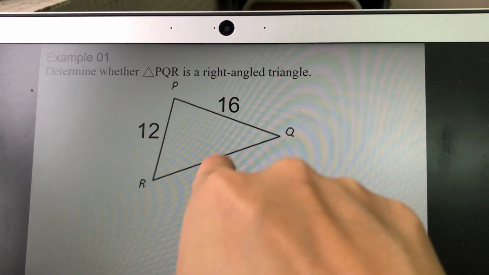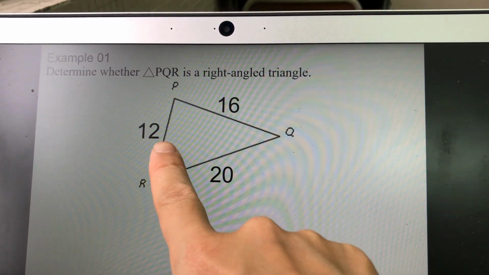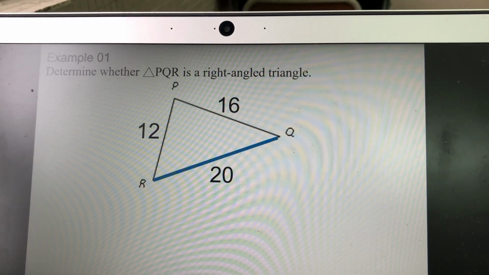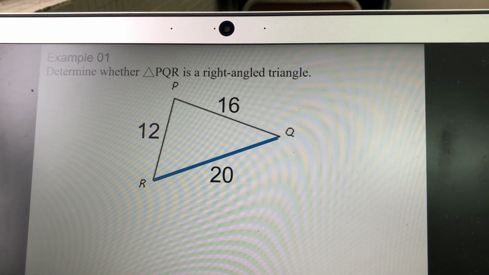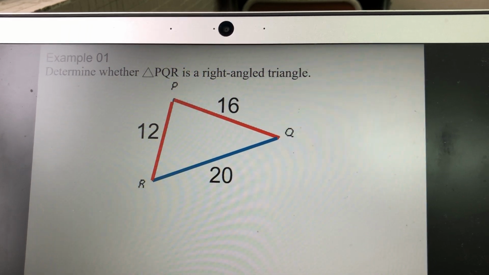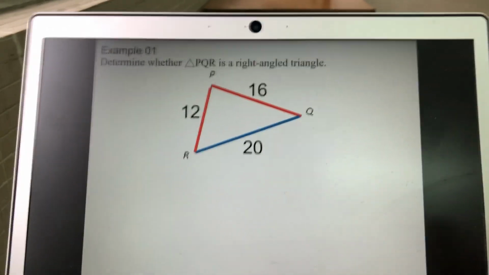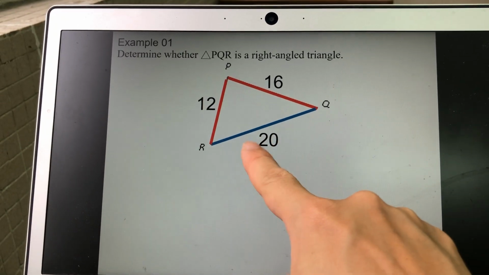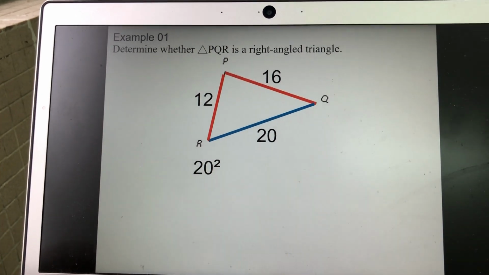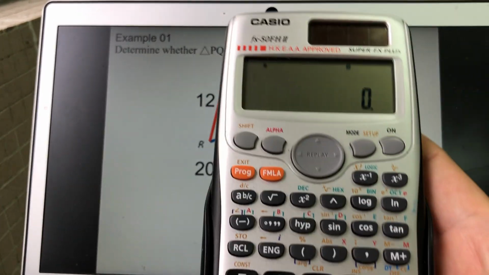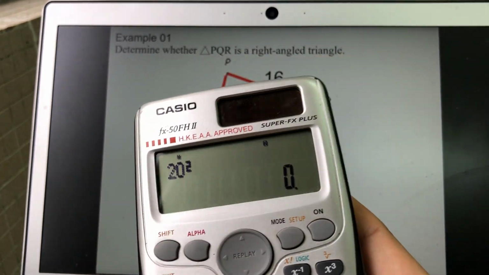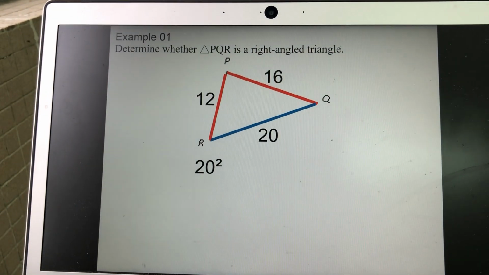First of all, we start from the longest one: 12, 16, and 20. The longest one is PQ, and therefore the legs, the shorter ones, are 12 and 16. First, you have to consider the square of the longest one. So, 20 to the power of 2. Using a calculator, it is 400.